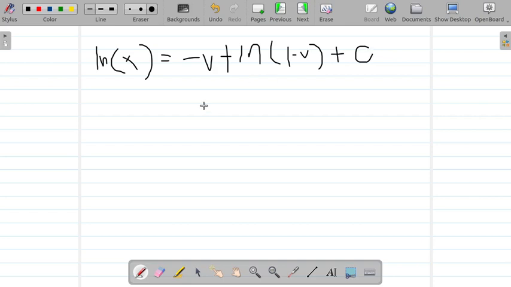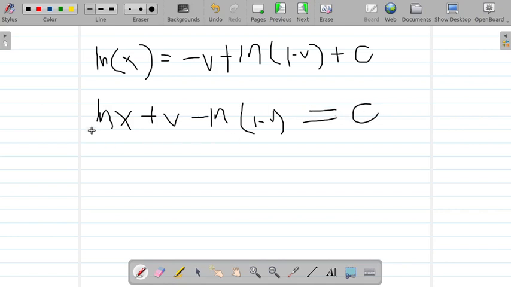So, by this, pwede na to i-transpose ang ln of x sa pikas nga side. I mean, ang kaning negative v sa pikas nga side, then minus ln of 1 minus v is equals to c.